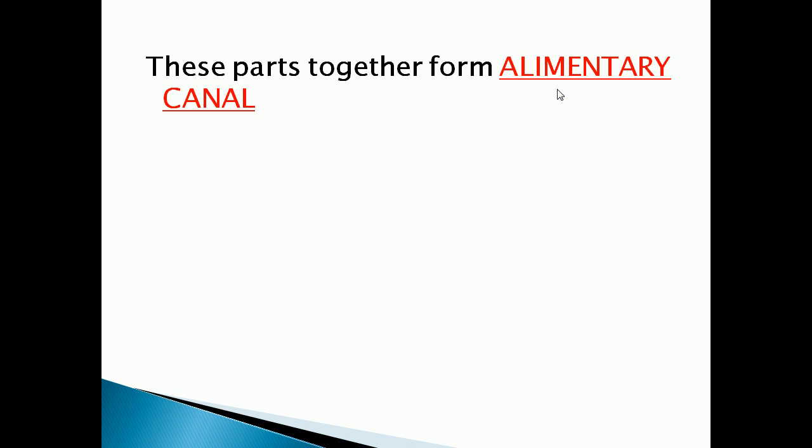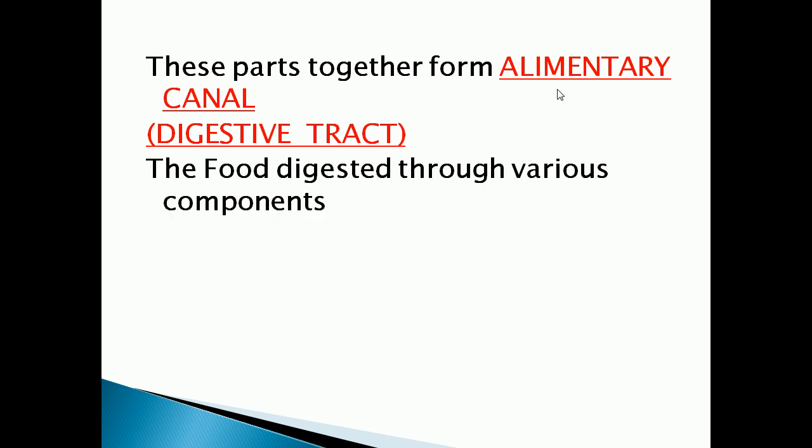Okay, so alimentary canal means it is a digestive tract. Okay, children, what is the other name of alimentary canal? Digestive tract. So the food components will gradually get digested as food travels through the various compartments.